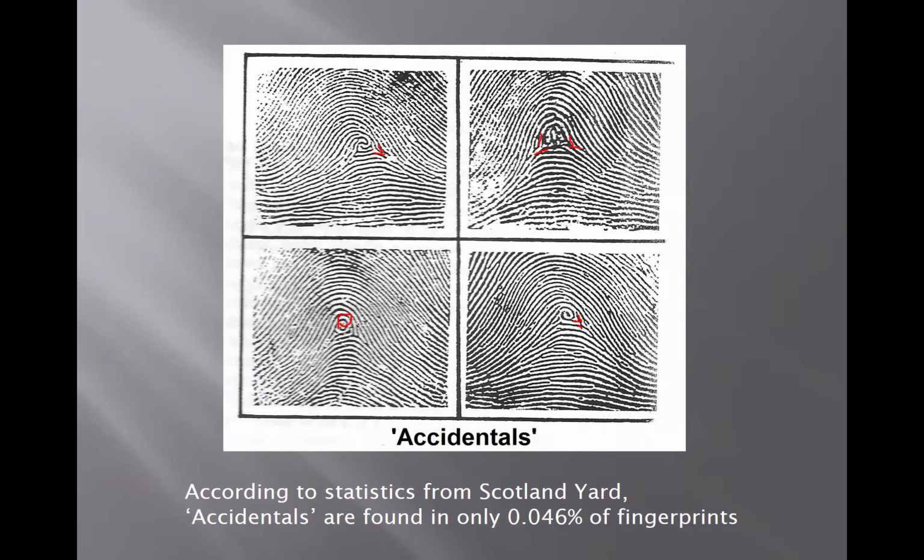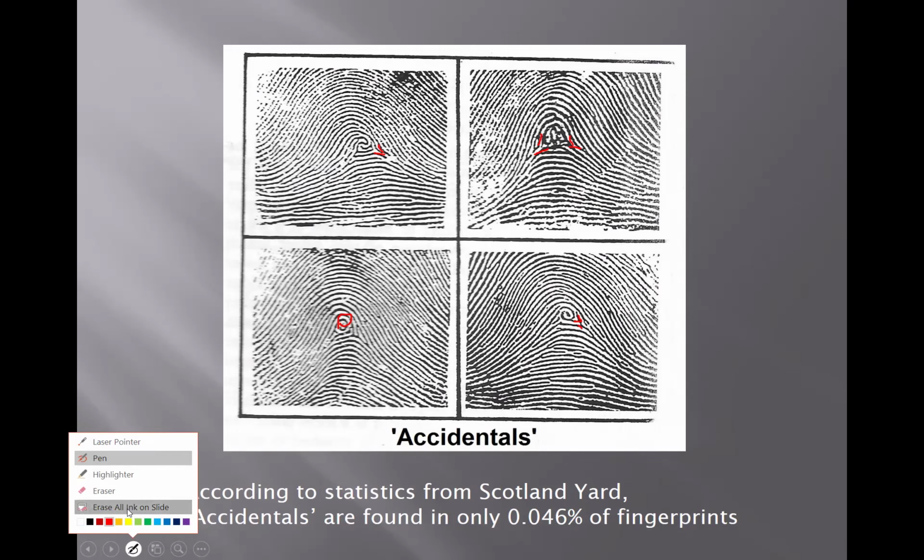So I think it's probably fair to approach these as variant whirls as well, but they are classified separately by Scotland Yard and they are found in only 0.046% of fingerprints. So again, an incredibly rare fingerprint pattern. And I don't think I've ever actually seen one of these on a real live hand. So not expecting to see one soon either.